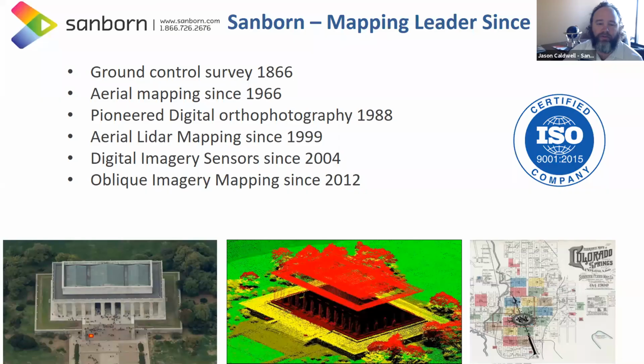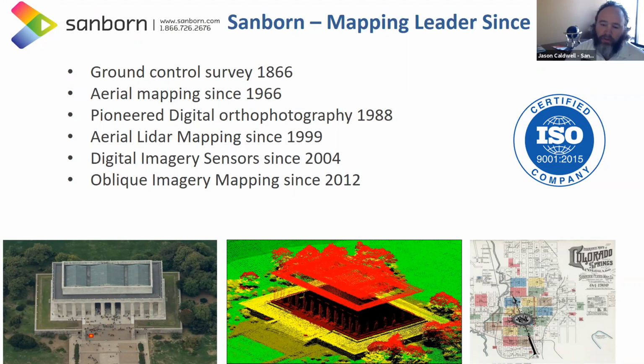We'll jump right into the presentation. I thought I'd give a quick overview of Sanborn, and then we'll talk about some technical details associated with three-dimensional modeling. So Sanborn's been in the business for quite some time. We started mapping in 1866. And since that time, we've evolved in terms of the capabilities of our mapping technology and did digital orthophotography, digital aerial mapping since 1966 timeframe, and started doing LiDAR mapping in 1999. And a lot of that type of work included different levels of three-dimensional modeling. So lots of experience there.